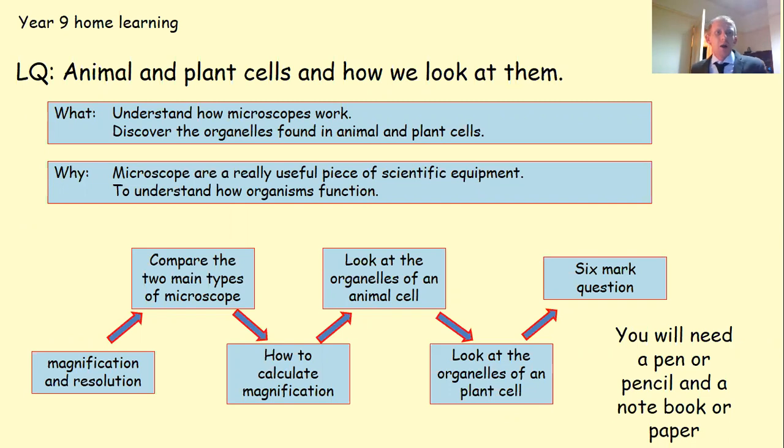So the lesson today is going to be covering how microscopes work, how we can calculate things like magnification, and looking at the different organelles that you find in animal and plant cells. We're going to do this because, firstly, microscopes are an incredibly useful scientific tool that we use within the scientific community. And by understanding the different organelles that you find in animal and plant cells, we get a better understanding of how those organisms can function.